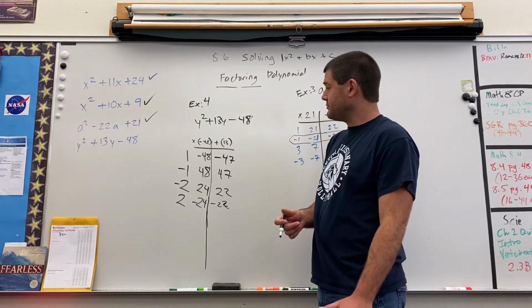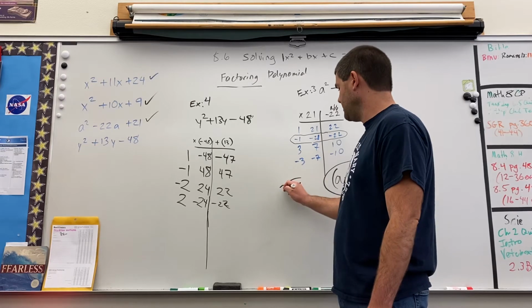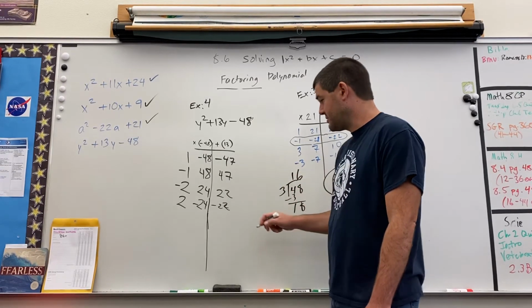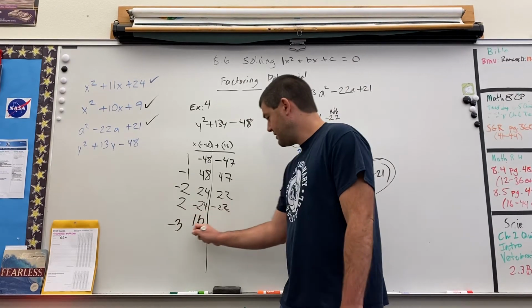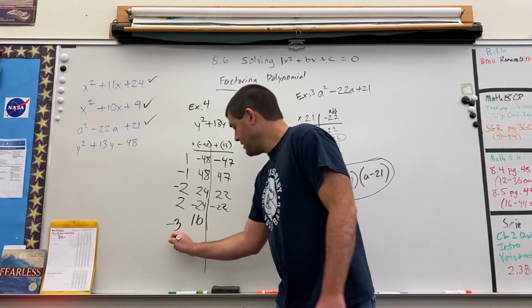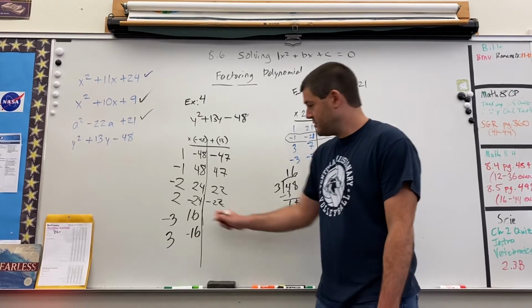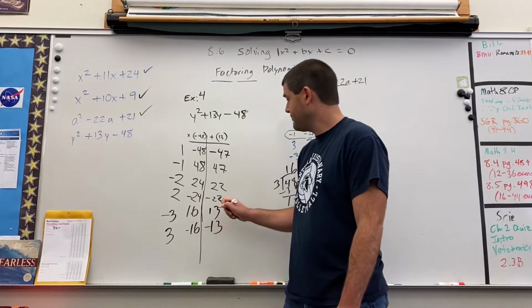So let me think. Okay, 48 and 3. 1, 3, 1, 8, 16. Okay, so 3 and 16. And one of them needs to be negative, and the other one positive. 3 and then the flip-flop, negative 16. Okay, so this one adds up to 13. This one adds up to negative 13.